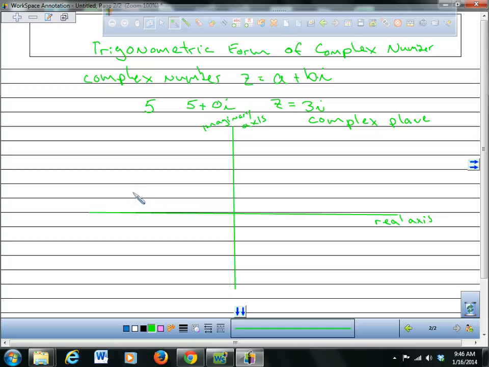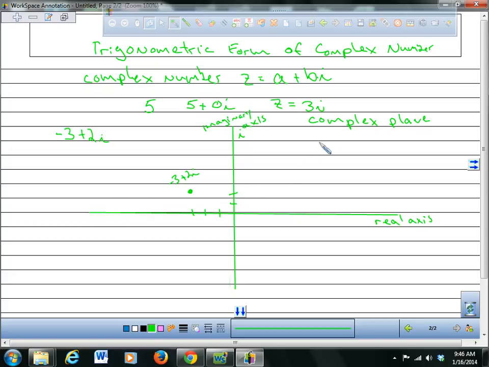So if you want to graph a number like -3 plus 2i in the complex plane, this is just like x and this is just like y. So you would go backwards 3, 1, 2, 3, and then you would go up. This is like the i-axis, and then you would go up 2. So this would be the point -3 plus 2i. That's how you graph numbers in the complex plane.